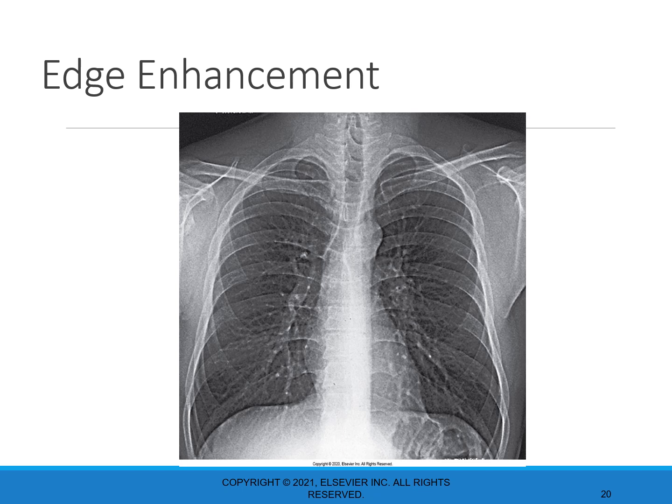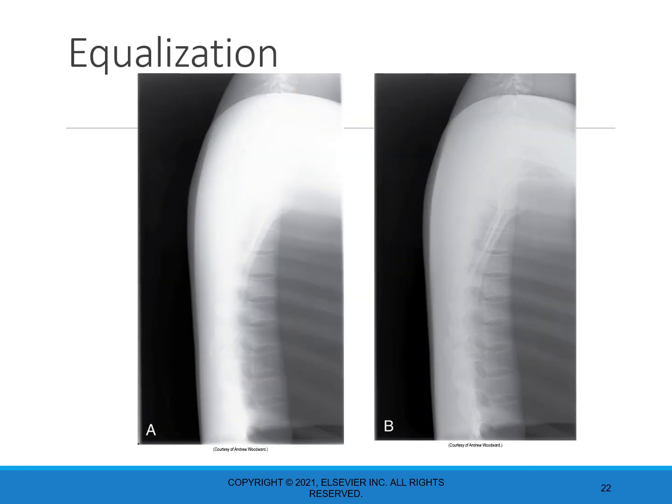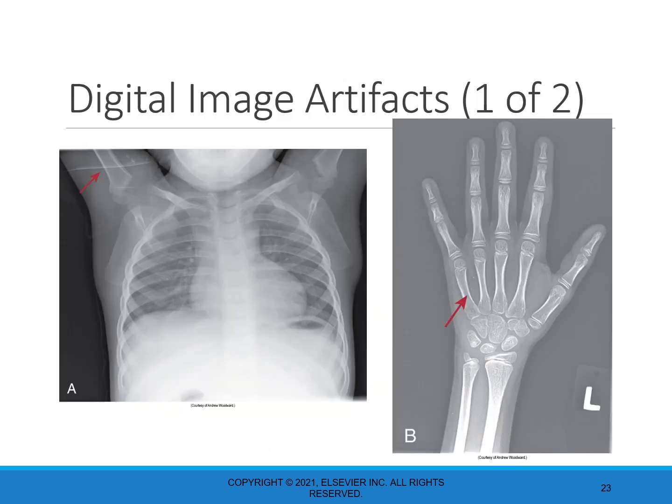Edge enhancement, we looked at that on our previous image, so you can see it again there. Smoothing, we see it. Equalization, we reviewed that as well. Digital imaging artifacts, some of the things that we can run across would be those histogram errors.